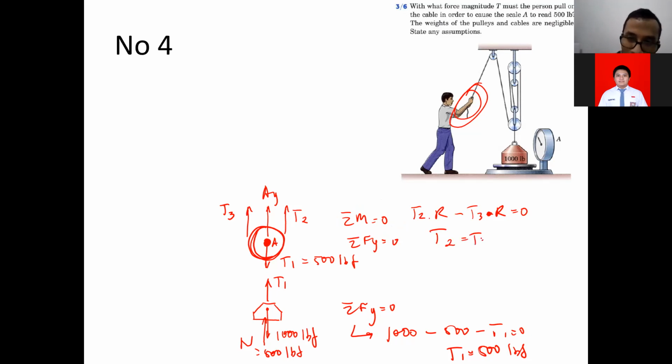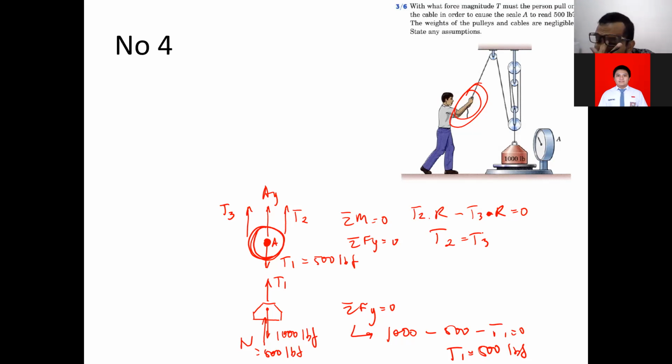T2 equal to T3, right? Always, right? Whenever you have a pulley, normally, if the pulley is frictionless, the tension force going to that pulley from one side and the other side will be the same. Okay, Rishad? Because of the sigma moment at the center. So T2 and T3 are the same.